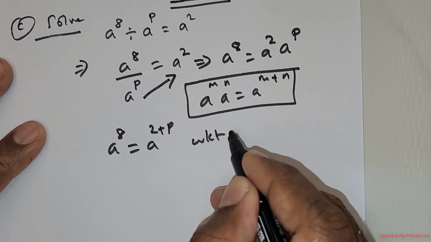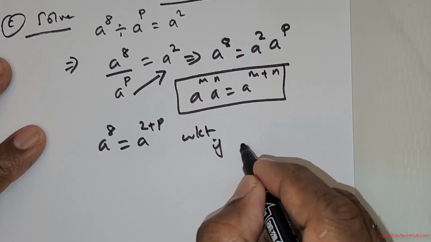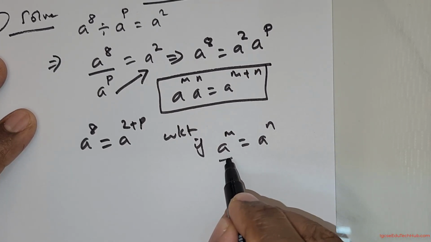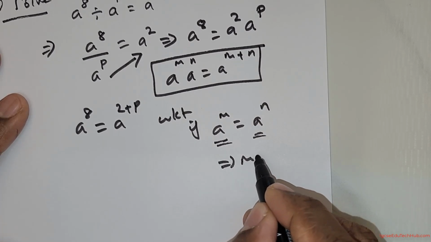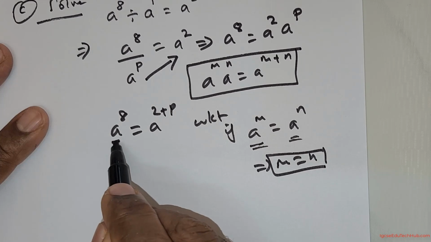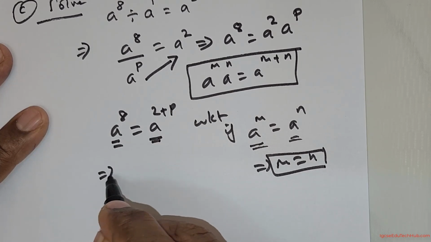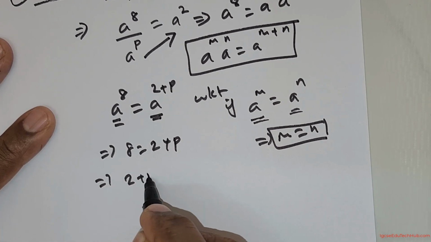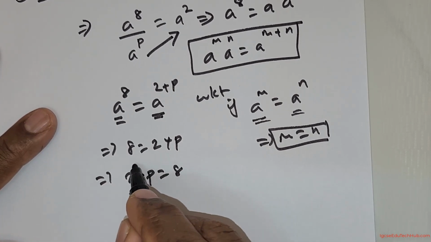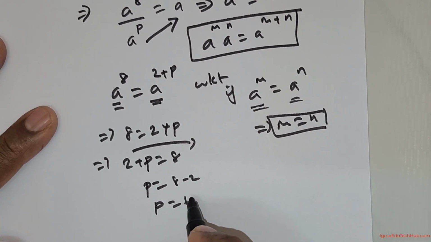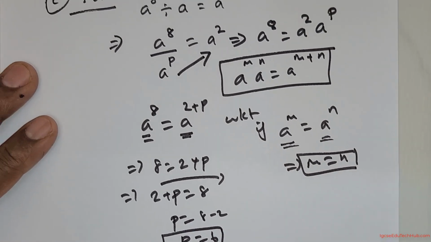Now, there is also a formula: we know that if a raised to the power of m is equal to a raised to the power of n, if the bases are the same, then the exponents must be equated, or the exponents must be the same. Now since the bases are the same, this means 8 is equal to 2 plus p, which in turn means 2 plus p is equal to 8. Move this 2 to the other side, you get p is equal to 8 minus 2, which means p is equal to 6. So that's the solution for this question.